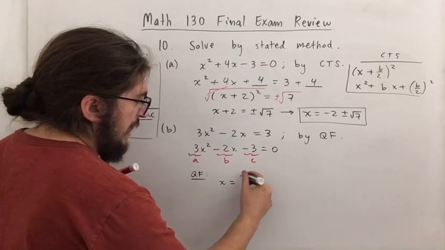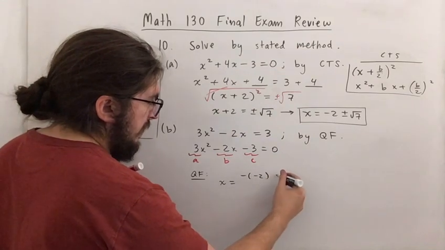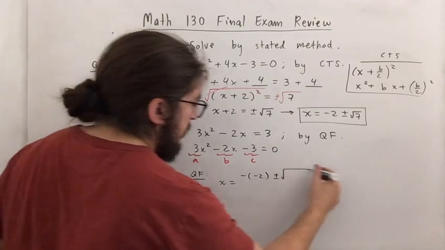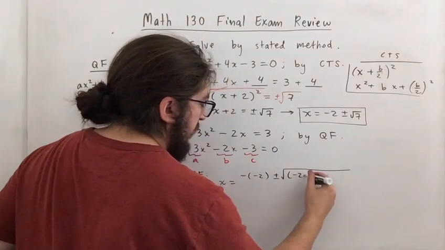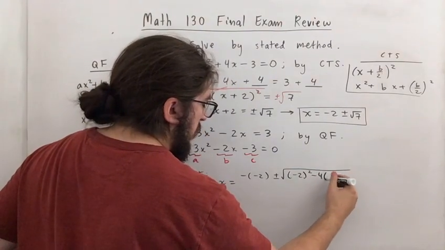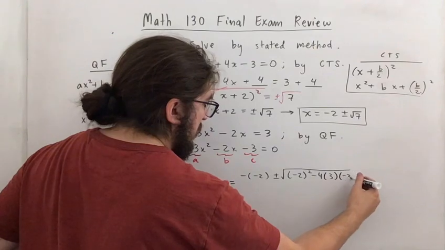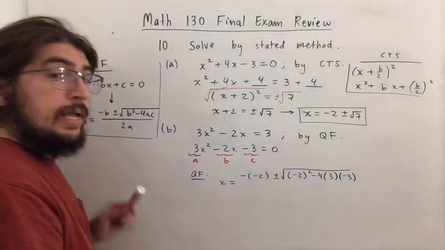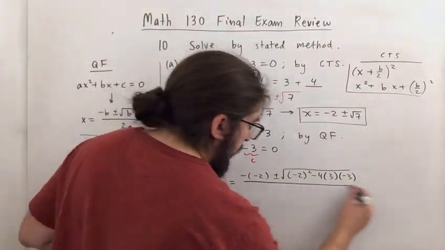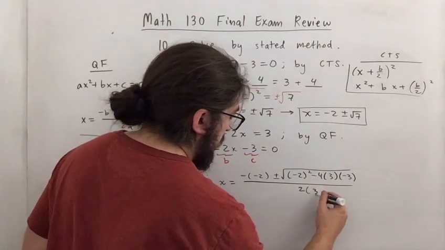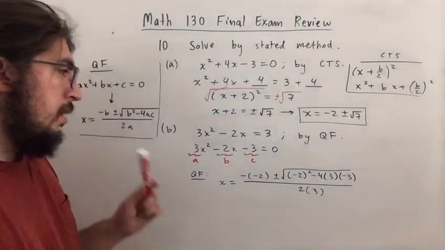X is equal to negative B, negative 2, plus or minus the square root of B squared, it's negative 2 squared, minus 4 times A times C, so it's 3 times negative 3. You divide everything by 2 times A, which is 2 times 3. Okay, so now what do we get?